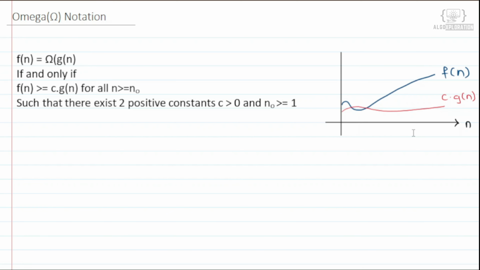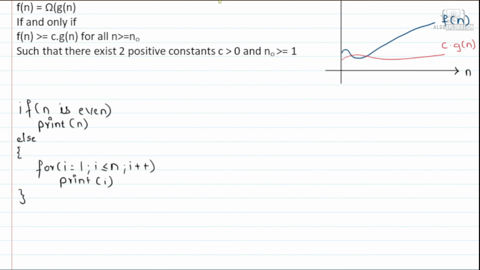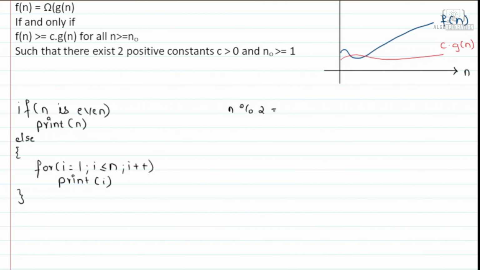Now let me show you how to find the lower bound of a program. This is a piece of code. It says when the number is even, then it will just print the number. But if the number is odd, then it will print the first n natural numbers, 1 to n.